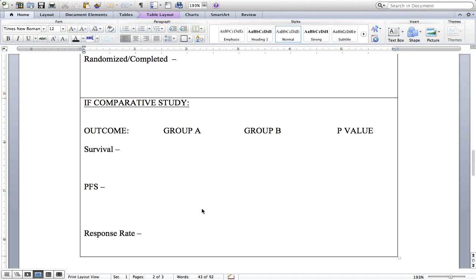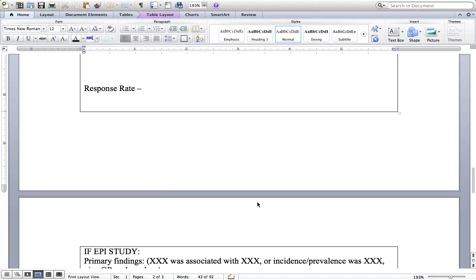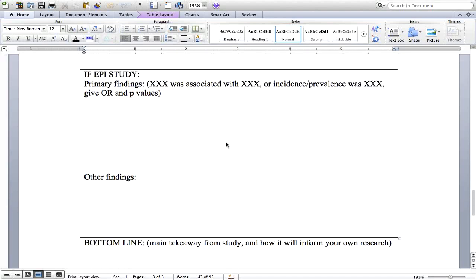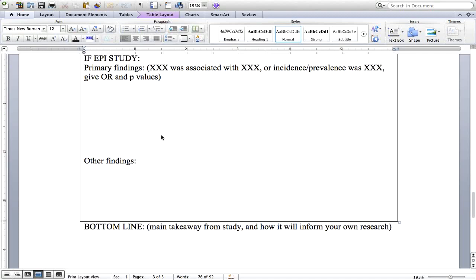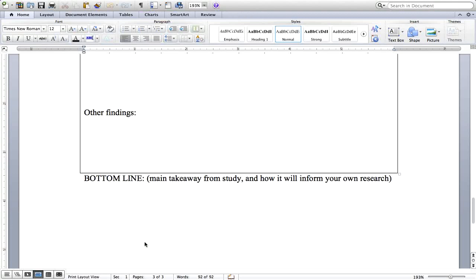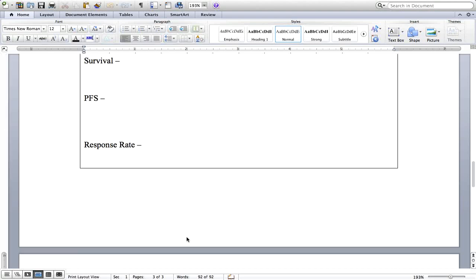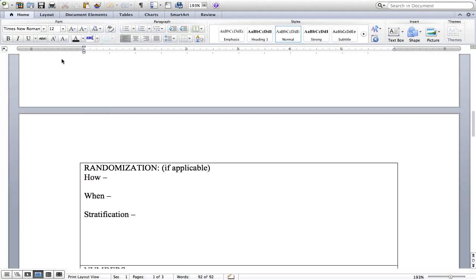If it's a comparative study, what the results were. And then if it's an epidemiologic study, you would discuss here the primary findings. For example, the risk factor of obesity was associated with depression, or the incidence or prevalence of disease was, say, 5% across the United States, and give odds ratio and p-values. Then finally, you would put the bottom line or conclusion from the study. This information itself is not your annotated bibliography.